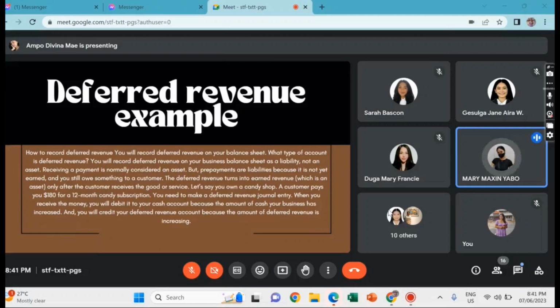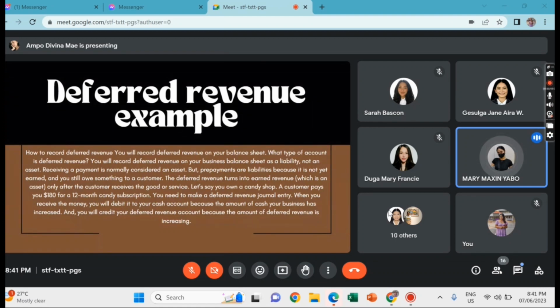How to record deferred revenue? You will record deferred revenue on your balance sheet. What type of account is deferred revenue? You will record deferred revenue on your business balance sheet as a liability, not an asset. Receiving a payment is normally considered an asset, but prepayments are liabilities because they are not yet earned and you still owe something to a customer.